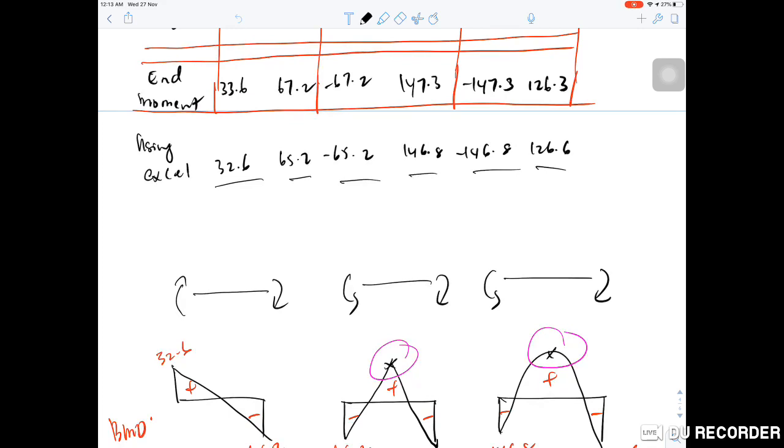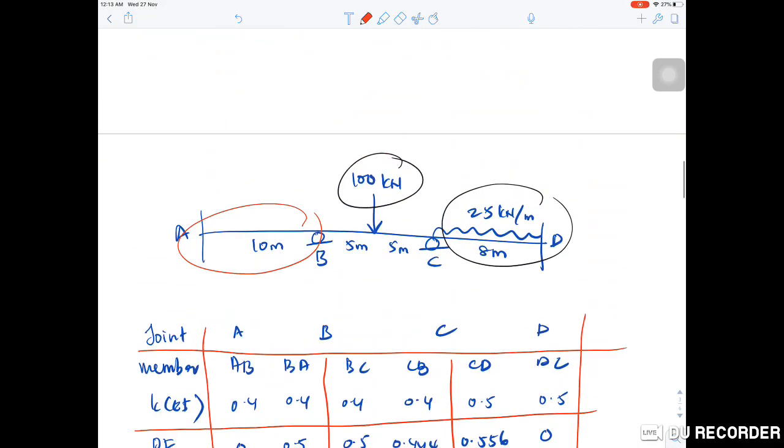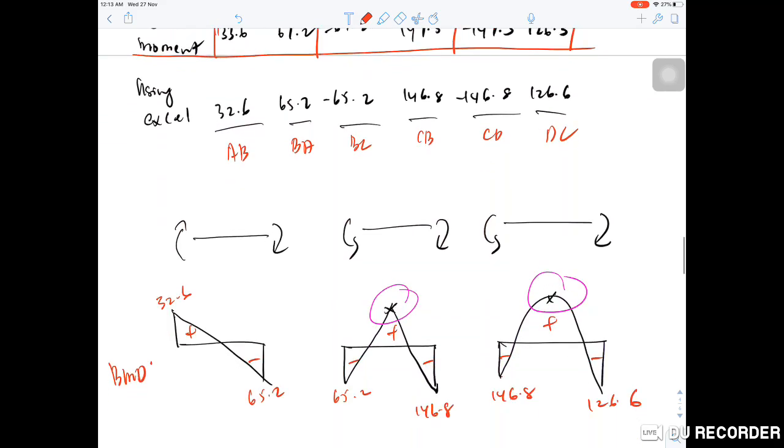Okay, so I have done this before. I have checked using Excel, and the moments are like this. This is for AB, BA, BC, CB, CD, and DC. Okay, and this is the diagram. AB has no external load. BC has 100 kilonewton at the center of BC, and 25 kilonewton per meter along member CD.